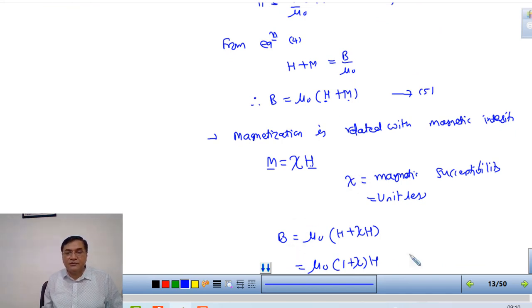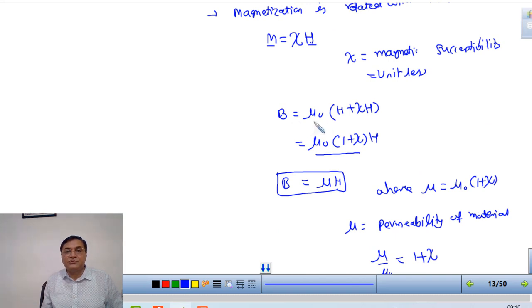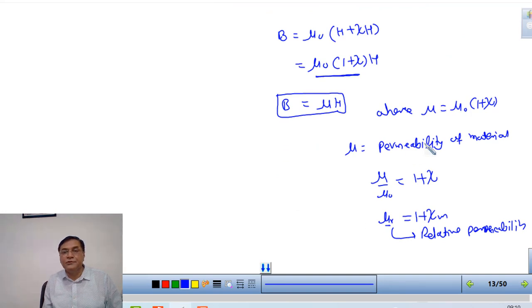So we put it back here, and we get B is equal to mu 0 H plus chi H. H is common, 1 plus chi. This whole quantity is called the magnetic permeability of the material. So B is equal to mu H, and mu is equal to mu 0 times 1 plus chi. So mu upon mu 0 is 1 plus chi, so mu r is equal to 1 plus chi m. This is relative permeability. It is unitless. Okay.